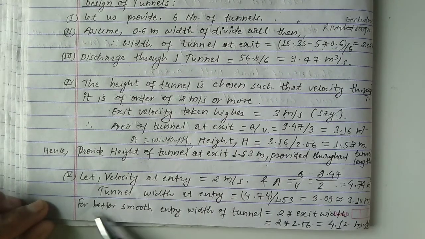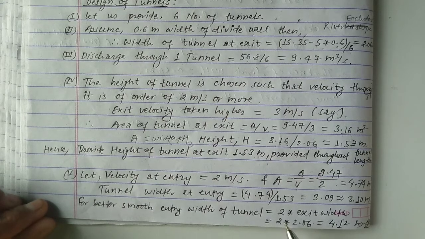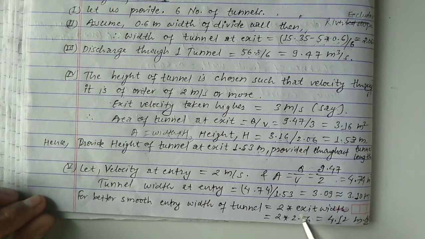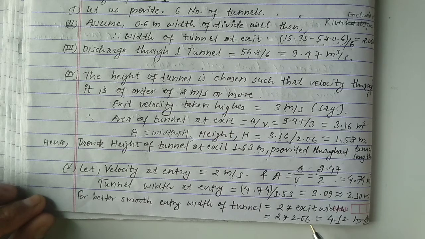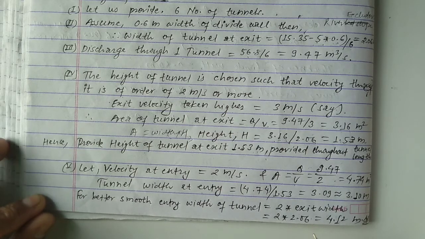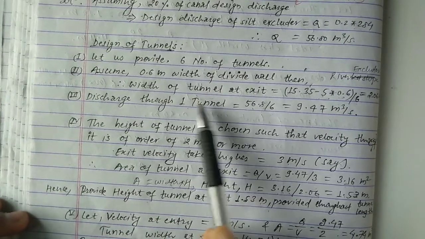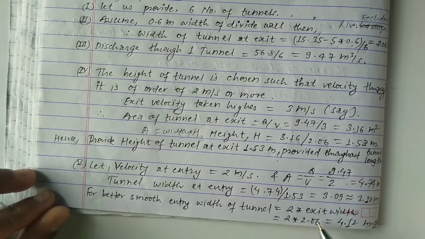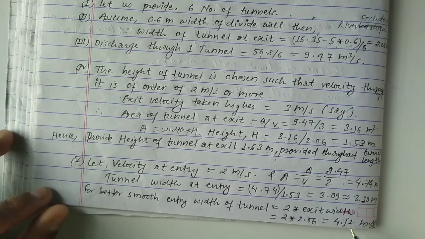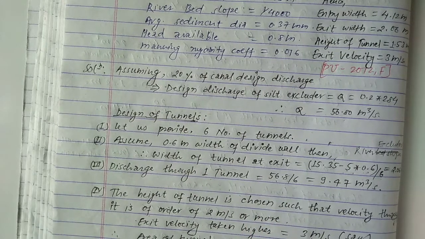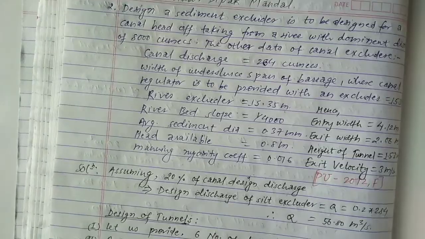Now, for a better smooth transition, the width of the tunnel at infinity equals 2 times the exit width. So 2 into the exit width we already calculated, that is 2.06 meter. You can see here we calculated the width of the tunnel at exit equal to 2.06 meter. So this value becomes 4.12 meter. So we have calculated different parameters for the tunnel as well as the discharge for the silt excluder. In this way you can calculate the sediment excluder.